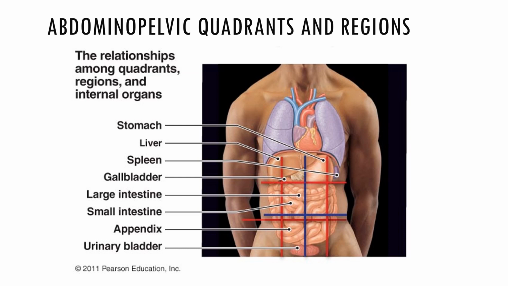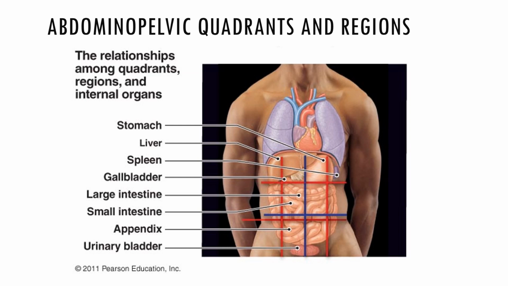And so that would be this blue line here, which is dividing it into 4 quadrants. The red lines are dividing the abdominopelvic into regions. You should know the quadrants and regions and the organs contained within. The umbilical region is the centermost region, deep to and surrounding the navel. The epigastric is superior to the umbilical region. The hypogastric is located inferior to the umbilical region.